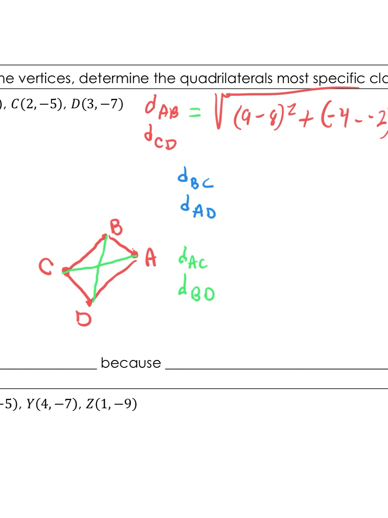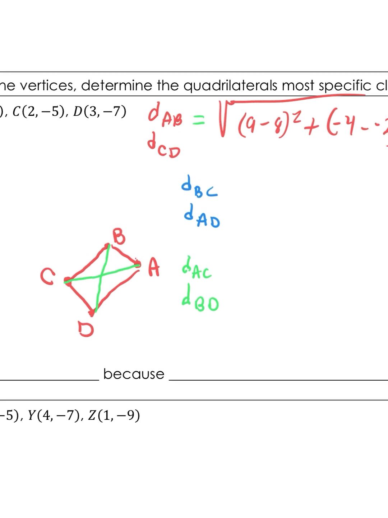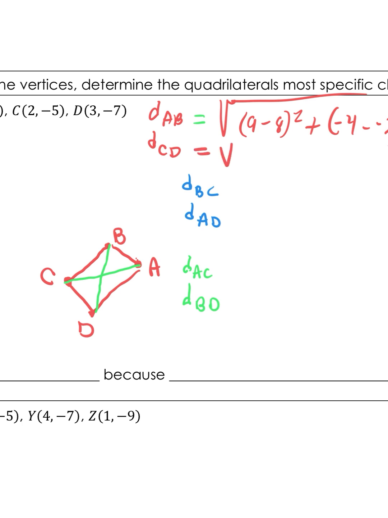I was expecting you all to know that. That's okay. This is 9 minus 8 is 1, right? Negative 4 plus 2, that's negative 2 squared is 4. So that's 1 plus 4, so square root of 5. All right, so let's do the distance of CD. What we're looking for is to see the same number. It should be the same number if it is a parallelogram. It should have opposite sides equal.